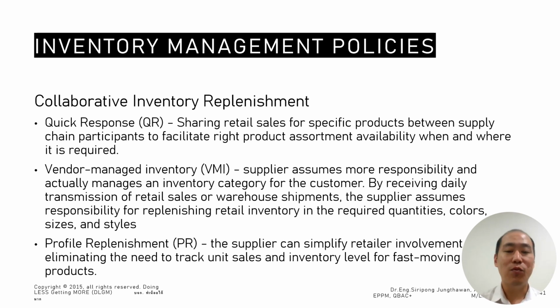Assortment variable when and where it is required. And the next step we call VMI, or vendor managed inventory. You can remember it. The supplier manages the inventory for manufacturing, that we call vendor managed inventory. So the supplier assumes more responsibility and actually manages an inventory category for the customer.